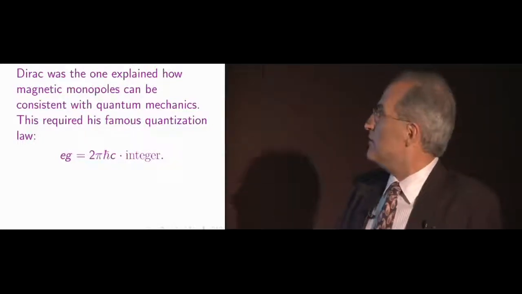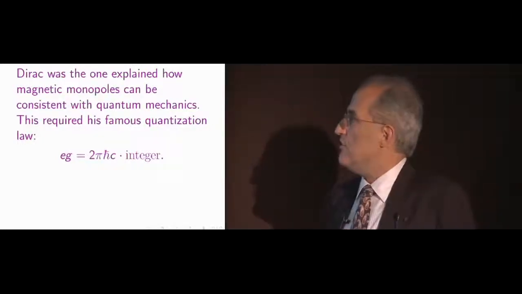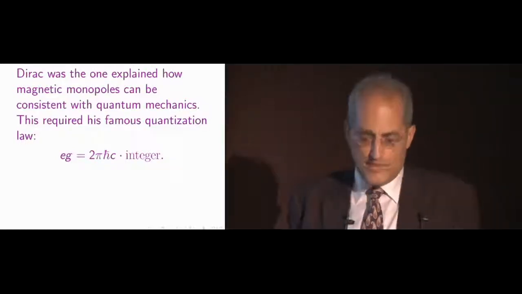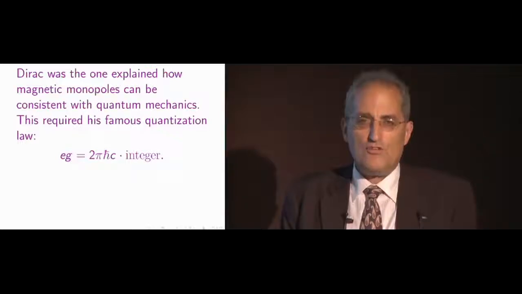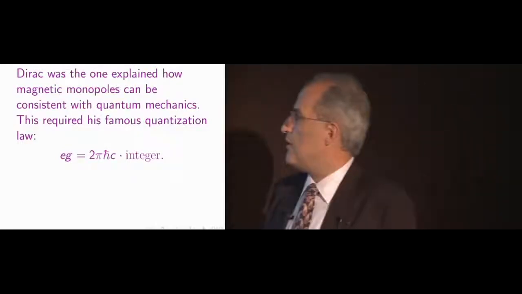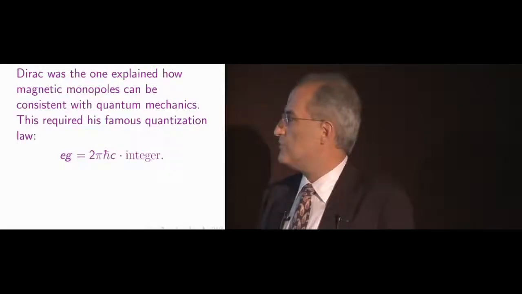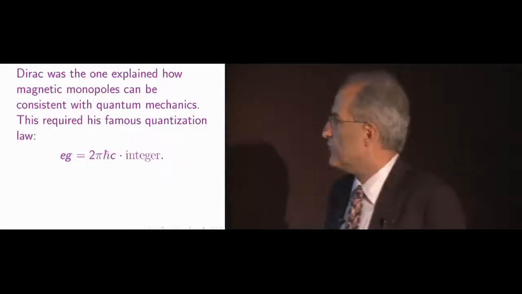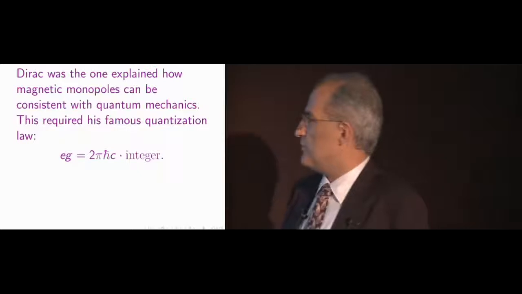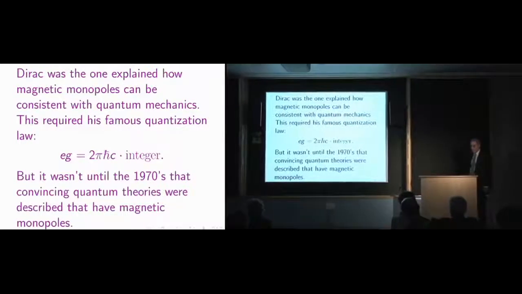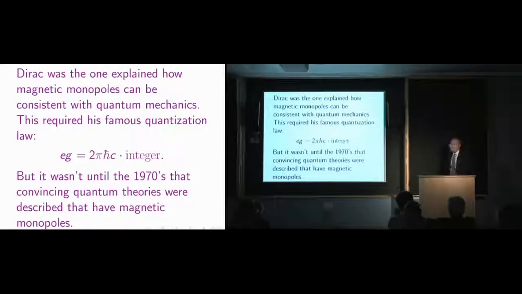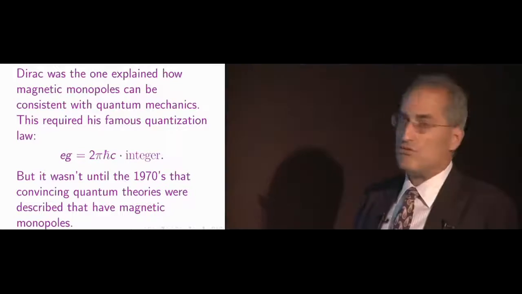But way, way back, Dirac showed that it's actually imaginable to have magnetic monopoles in quantum mechanics. But if you want to do it, you need Dirac's formula for quantization of magnetic charge, which says that the product of electric and magnetic charge of any two objects is an integer in fundamental units that involve Planck's constant. But Dirac did not have a convincing theory that used this idea, and such a theory didn't actually develop until the 70s.